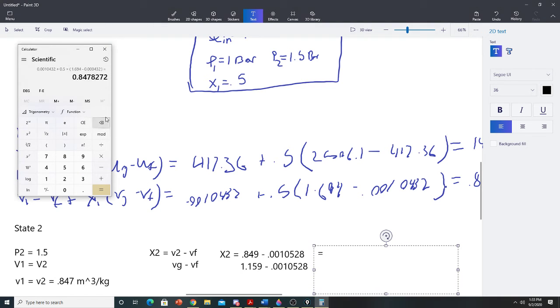Calculator's up. So, clear it. We have 0.847 minus 0.0010528, divided by 1.159 minus 0.0010528.